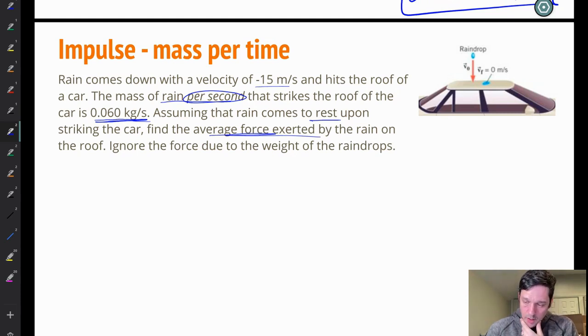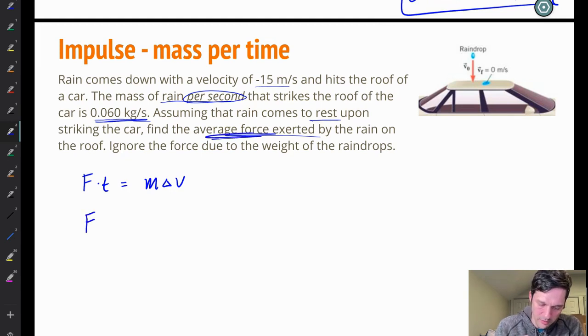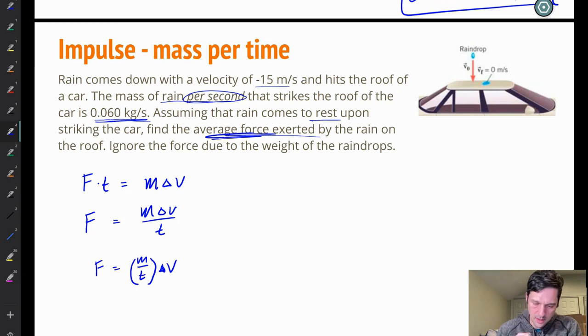So this is going to require a little insightful rearrangement of the values that we have. We've been saying that force times time equals mass times the change in the velocity, and we would like to know the average force. So if we're going to solve for force, we get force equals mass times the change in velocity over time. But let's just slide that time over a little bit. That is going to be equal to mass per time times the change in velocity.